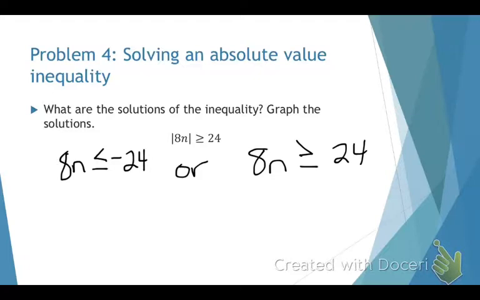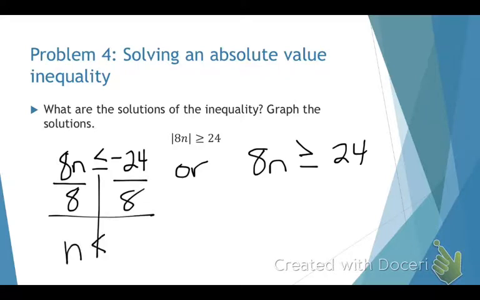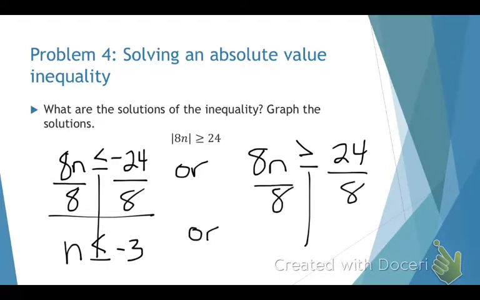A way that you can keep that in your mind is thinking about when I'm multiplying or dividing by a negative, I flip that symbol, so that can be just a small connection point if you're struggling to remember when to flip it. So then I solve just like I would. N is less than or equal to negative 3, or, divide by 8, n is greater than or equal to positive 3. So what I have here is my number line.